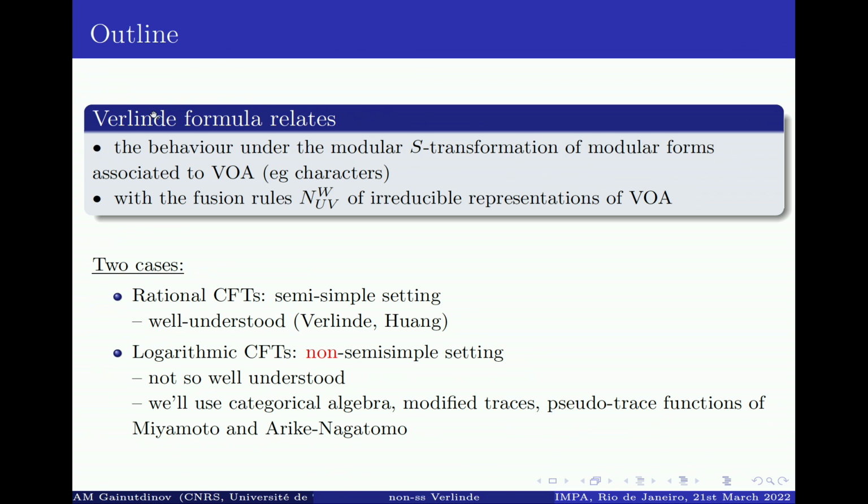And in these cases, we should distinguish two cases. One is the semi-simple situation, or so-called rational CFTs, or strongly rational VOAs, where representation categories are semi-simple. And this case is well understood. It goes back to Verlinde in 1988, and then it was proven in big generality for strongly rational VOAs by Huang in 2004. I will talk about it more.